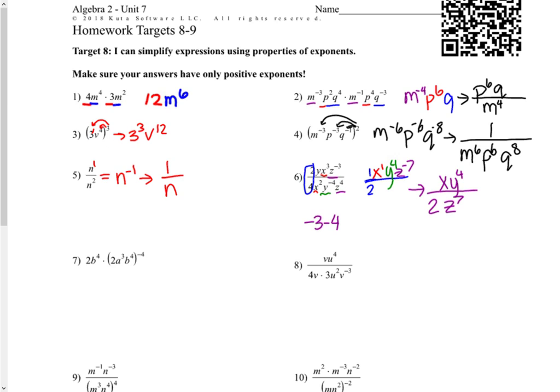On number 7, the first thing I need to do is I need to worry about this exponent on the outside.